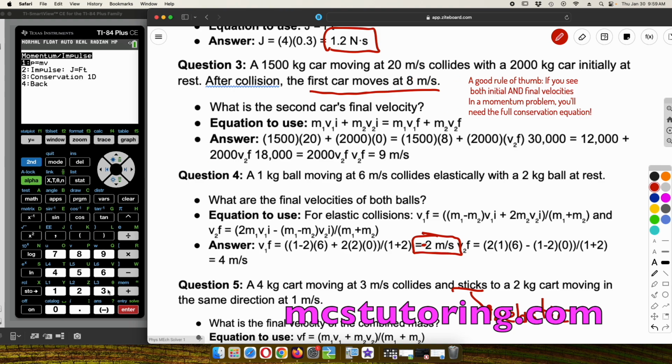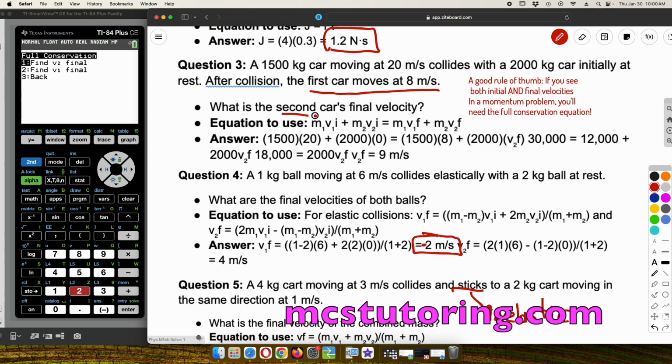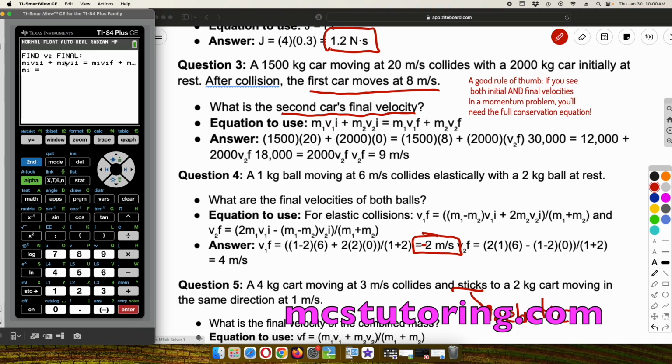So we're going to go to option 3, conservation, 1D, meaning 1D collisions, I believe. So we have M1 V1 equals M2 V2, full conservation or collision. In this case, we're going to do full conservation, I think. And then we're trying to find the second car's final velocity, so that's going to be the V2. Be careful how you enter the units here, because sometimes I switch mass, velocity, and sometimes mass, velocity. So just be aware when you're entering the units.